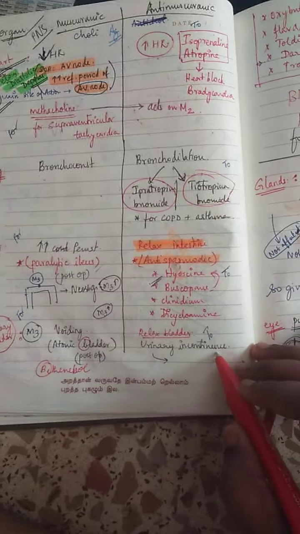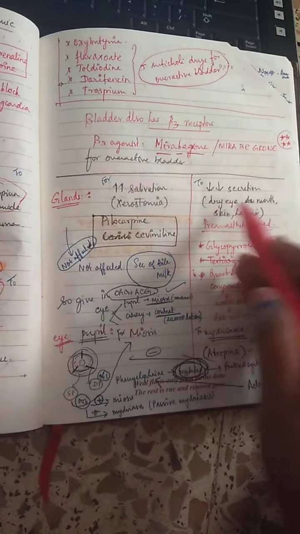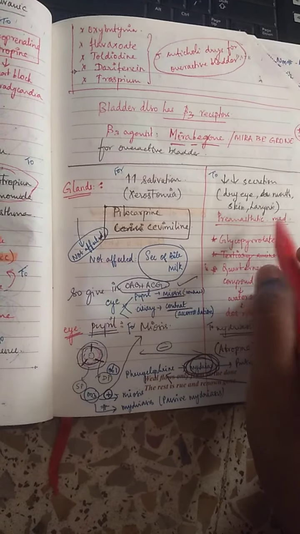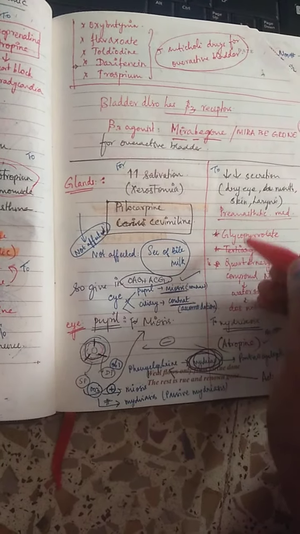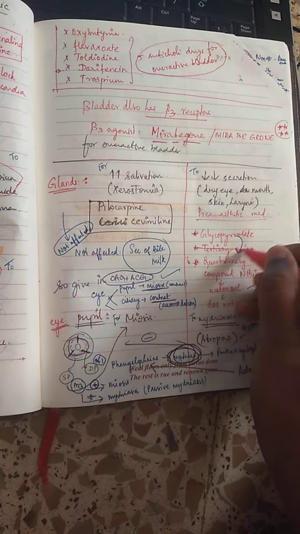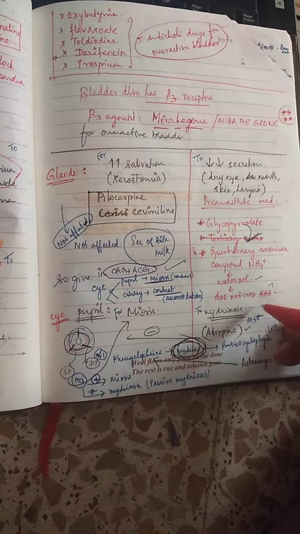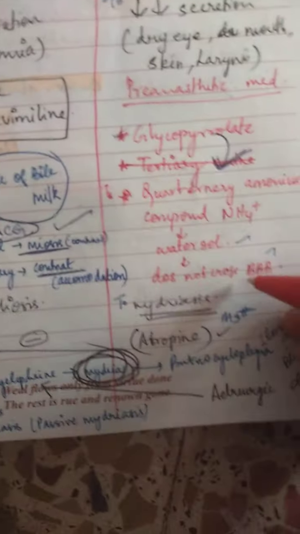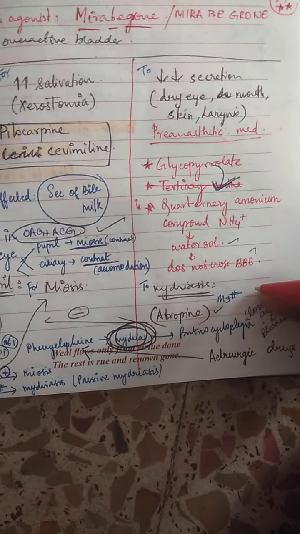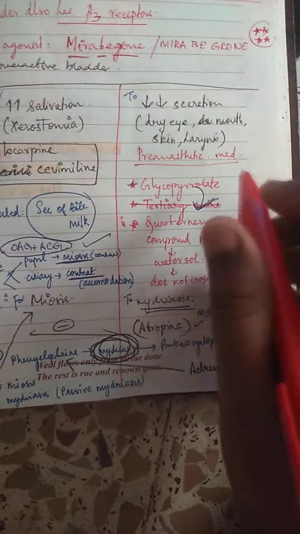And with M3 blockers, urinary bladder incontinence can be reduced. They also decrease secretions: dry eye, mouth, skin, larynx. For pre-anesthetic medication, we use glycopyrrolate and quaternary ammonium compounds. Glycopyrrolate is a quaternary ammonium compound. And what else does it do? It causes mydriasis and also cycloplegia.